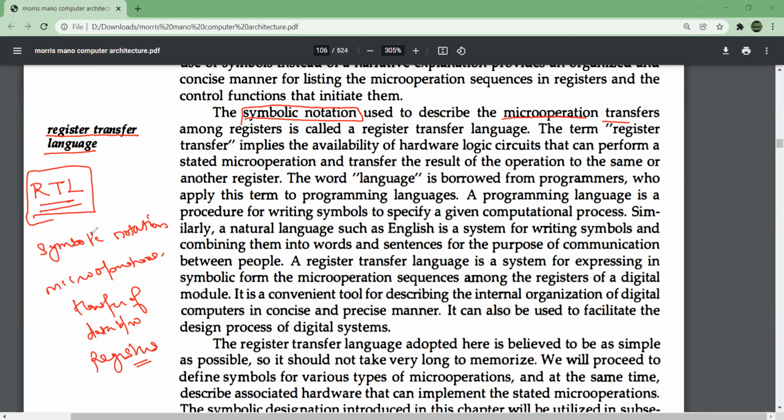RTL stands for, like I have already said, register transfer language. So what will it contain? It will contain a set of register names. It will contain a set of symbols that will define what we are supposed to do. Okay. So let's move even further.